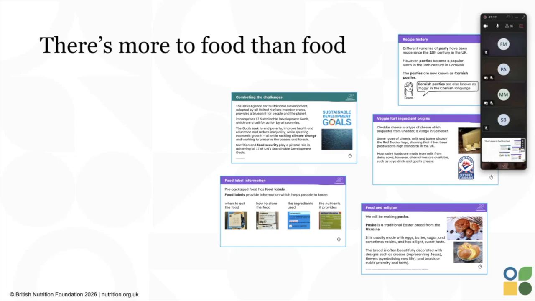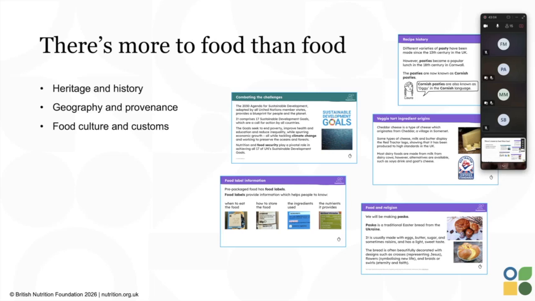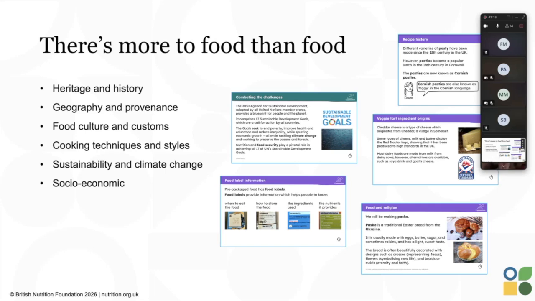We try to make sure they were very heavily linked to practical work, but also through that practical work, you can teach other subject content knowledge as well. So it's very heavily based on that area. We wanted to make sure that we could talk about heritage and history, for example, as you're teaching about food and nutrition and cooking, about geography and the provenance of food, about food culture and customs, about cooking techniques and styles, because they've developed over many, many years, about sustainability and climate change, which is still massively important to our food systems and what we choose to eat, and food waste, for example.